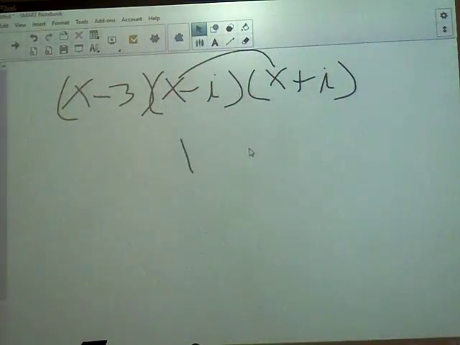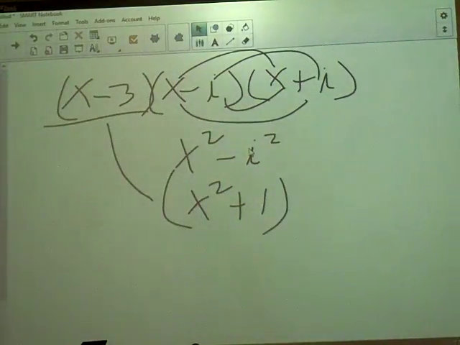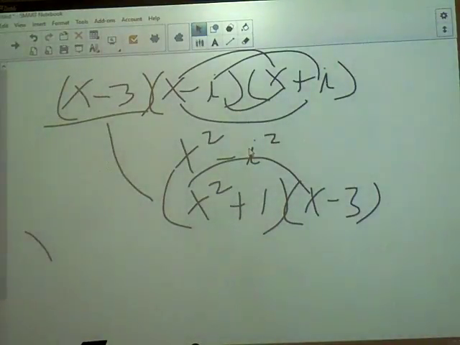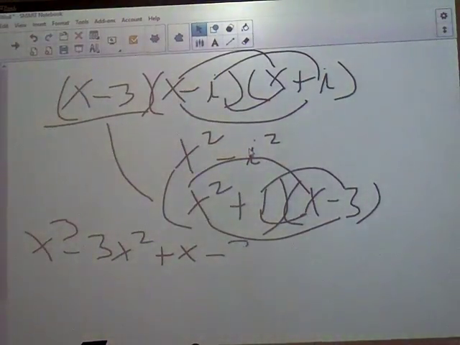I would have x squared plus ix and minus ix cancels out. And then minus i squared is the same as negative 1. So minus negative 1 makes that a plus 1. Okay, now I got to bring down that x minus 3 and multiply it also. So I got me x cubed minus 3x squared plus x minus 3.